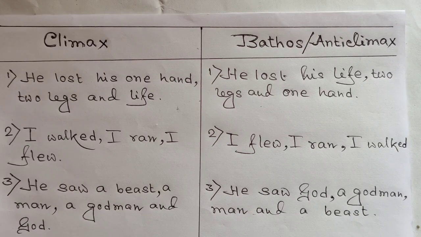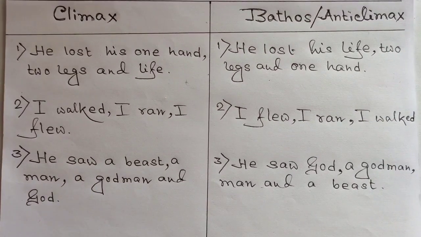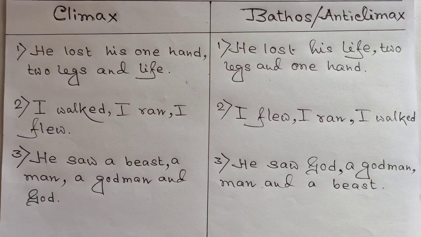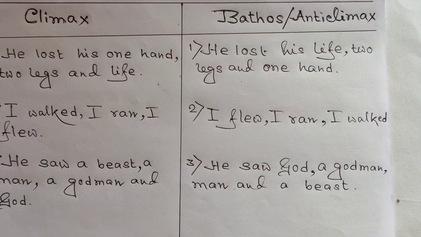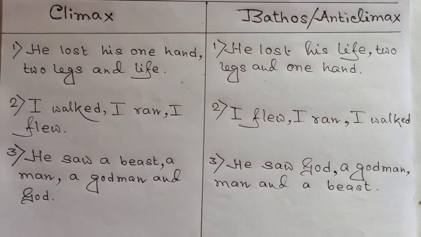In the case of an anticlimax, it could be like this. He lost his life, 2 legs and 1 hand. Doesn't it produce laughter? Yes, it does. You have guessed it right. Look at the second one. I walked, I ran, I flew. First, he walked, and after that, a little more important thing, he ran, and finally, he flew. Look at the example of anticlimax. I flew, I ran, I walked. And this produces laughter as well.